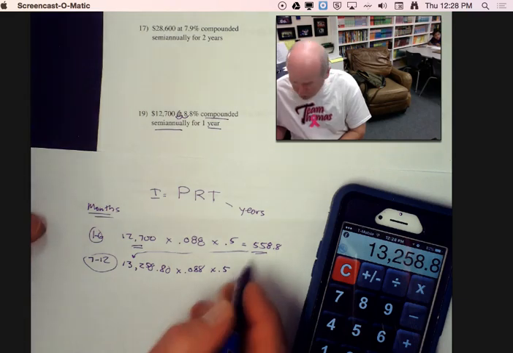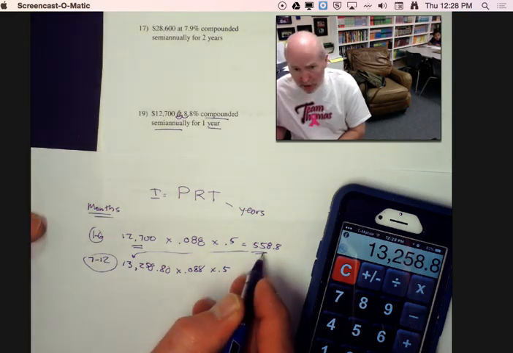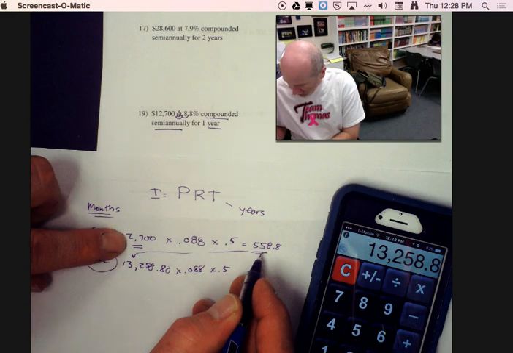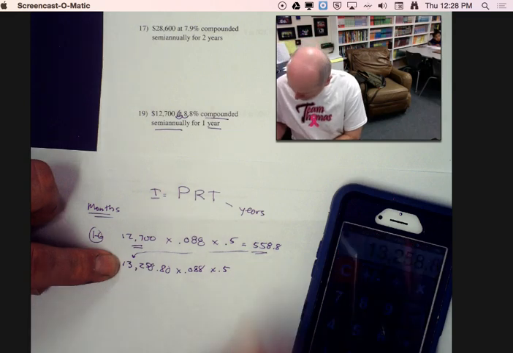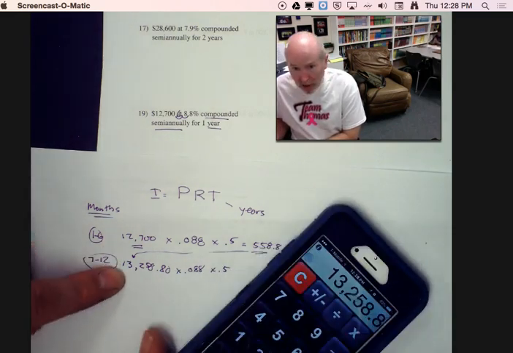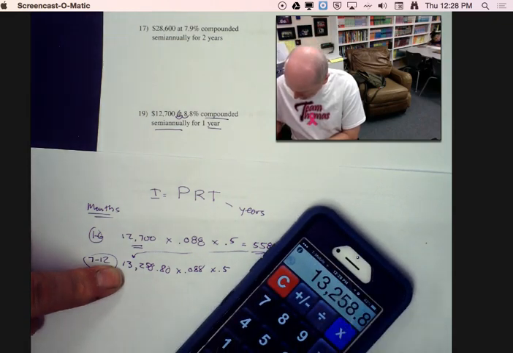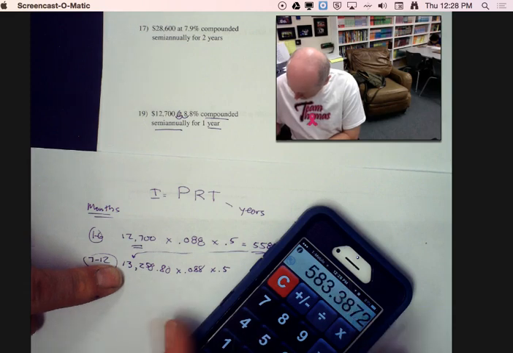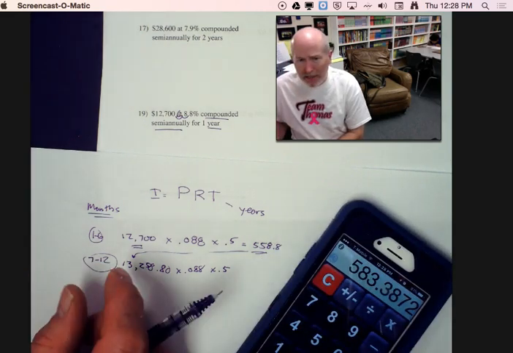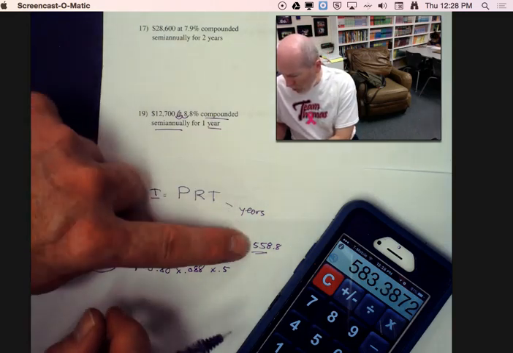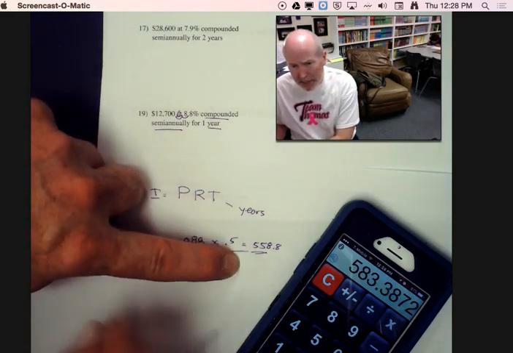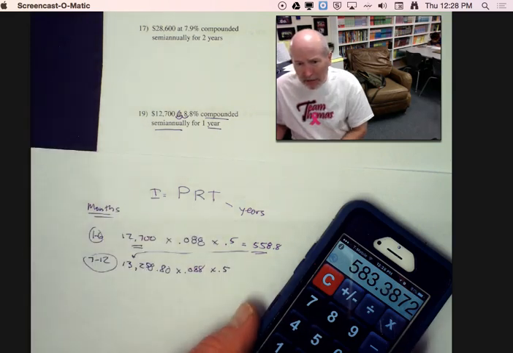Let's see what I get. I know it should be a little bit bigger than the first interest, because that was the interest on 12,700. I'm getting a little bit more because my principal is bigger. I've already got that number in the calculator, so I'm just carrying the number without clearing. I'm going to take it times 0.088, and times 0.5. I get 583. Does my answer make sense? Well, I had 558 before, and I knew it was going to be a little bit more. Yes, that makes sense. But I've got to do some rounding.